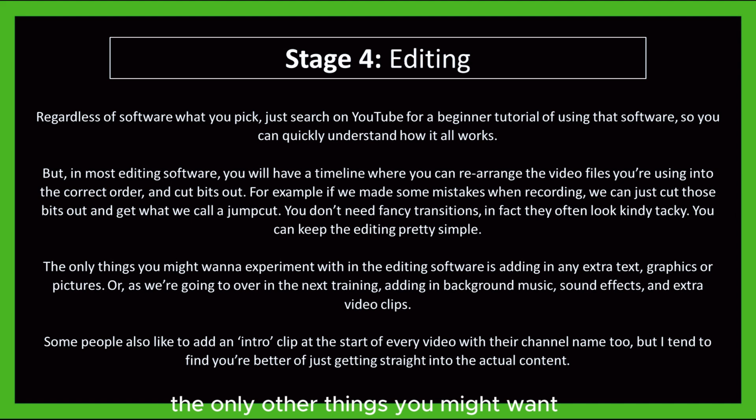The only other things you might want to experiment with in the editing software is adding in some extra text, graphics, or pictures. Or, as we're going to go over in the next training, you might want to add in some background music, sound effects, and some extra video clips as well. All of those things can just help make the video more immersive, more entertaining, and just better quality overall. So we're going to be getting into that in the next training. But I would say right now, the best thing you can do is just make sure you pick an editing software and get familiar with it.